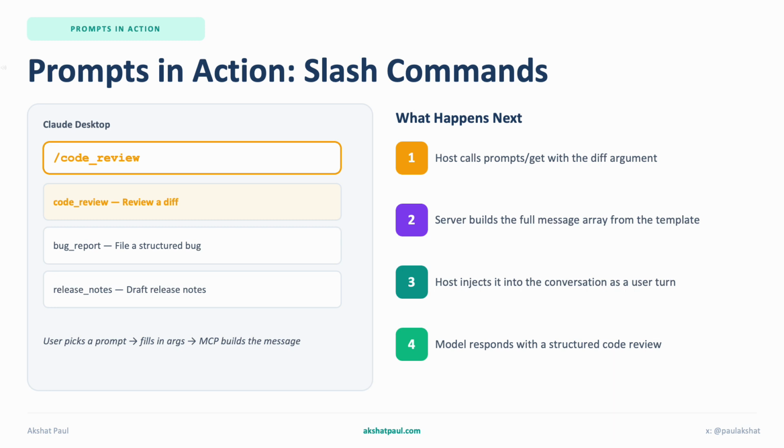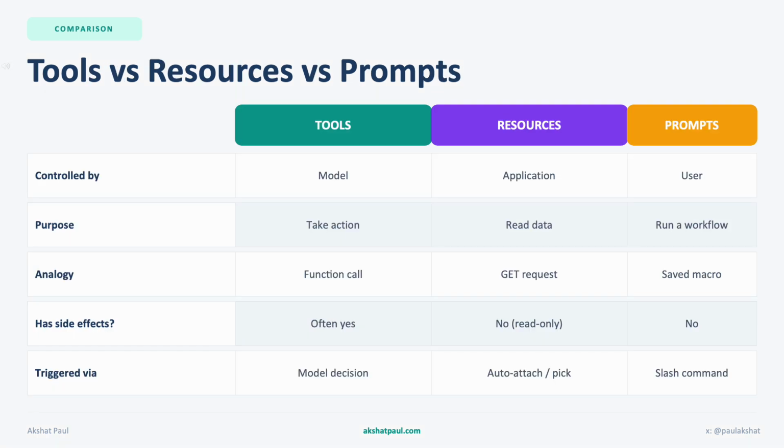This is the power of prompts, turning "I'm not sure how to ask for a good code review" into a single, polished /command. Let's bring it all together in one comparison table. This is the slide to screenshot and keep handy. Look at controlled by. This is the single most important row.